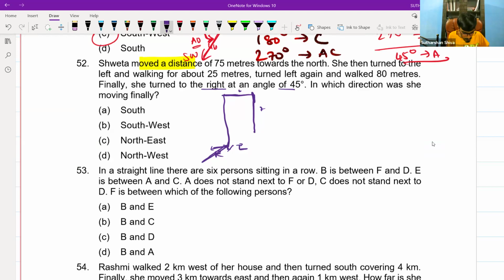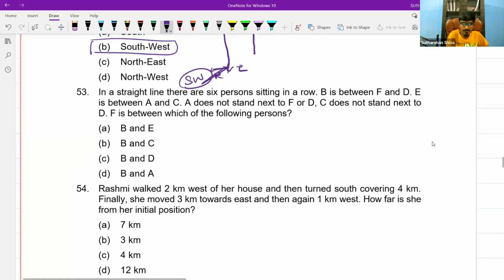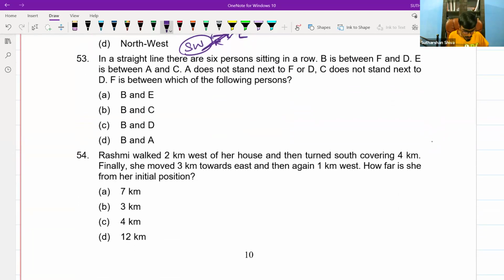Question number 52. She is moving in the southwest direction. Option B is your answer. Then question number 53. In a straight line, there are 6 persons sitting in a row: 1, 2, 3, 4, 5, 6. Okay, I will assume it is a horizontal line. Even you can assume a vertical line also, not an issue.